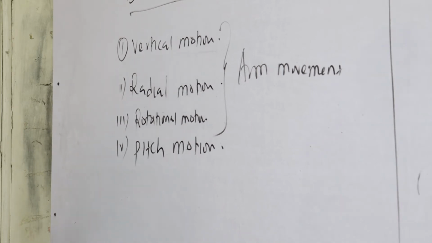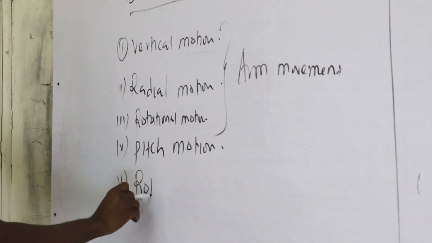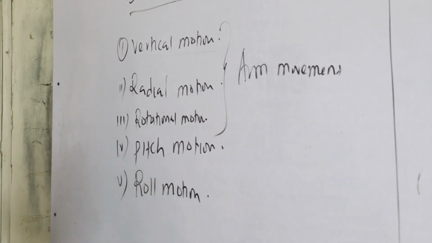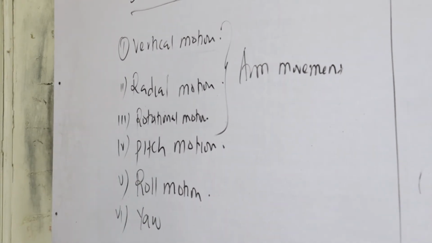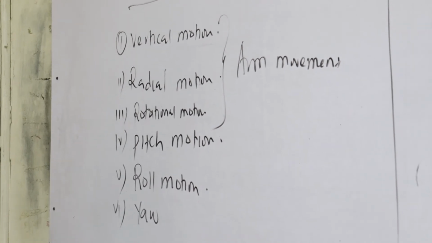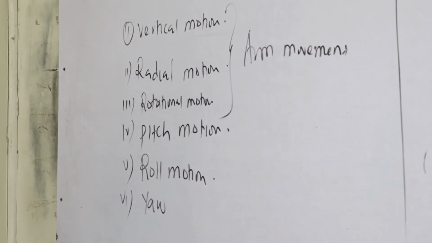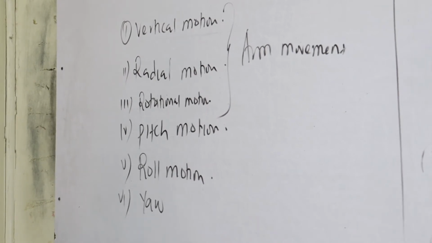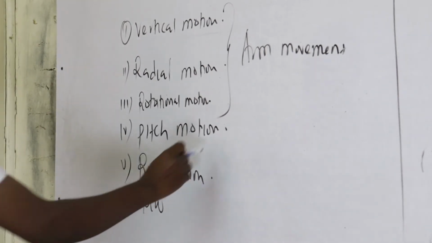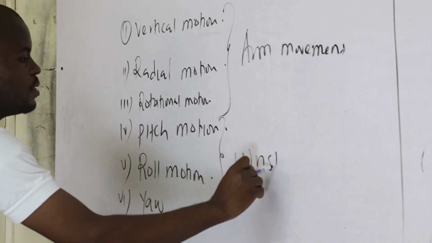The other one, number five, is what we refer to as the roll motion. When you talk about the roll motion, this is also known as the wrist swivel, and it enables the rotation of the wrist. So that is simply rotation of the wrist. And then the last one, we can talk about the yaw, which is also called the wrist yaw, and it usually facilitates the rightward or leftward swiveling movement of the wrist. And the three of them are always the movement of the wrist. So wrist movement.